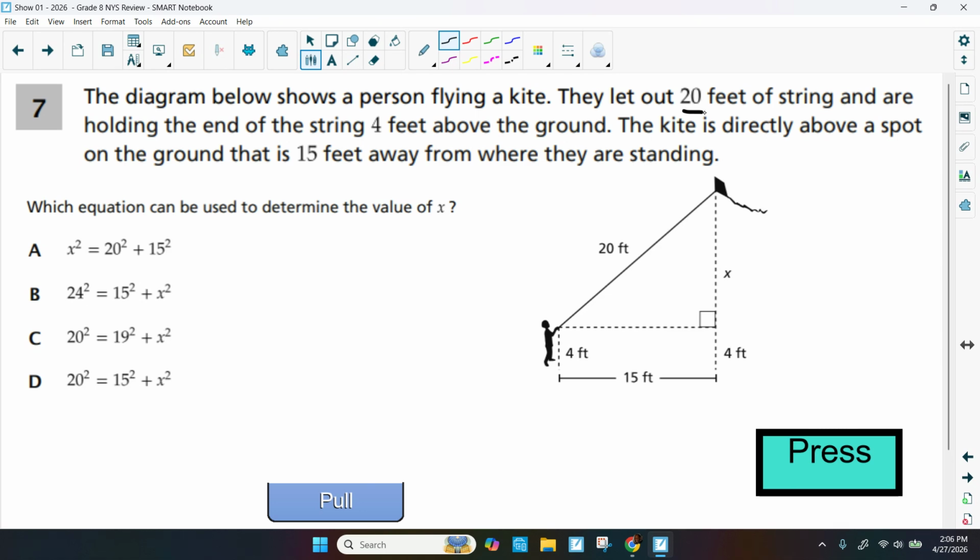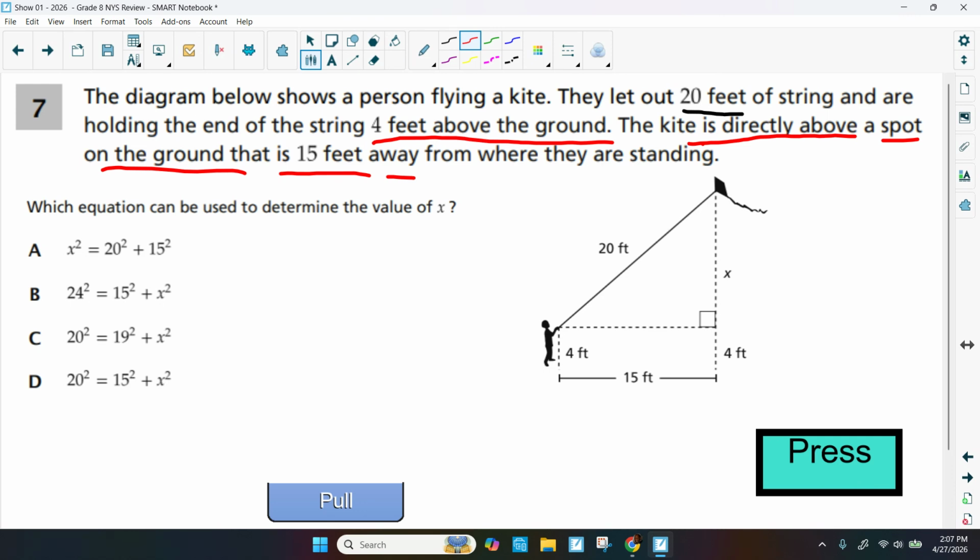And are holding the end of the string 4 feet above the ground. The kite is directly above a spot on the ground that is 15 feet away from where they're standing. So we want to know which equation can be used to determine the value of x. All right, so let's look at our diagram.